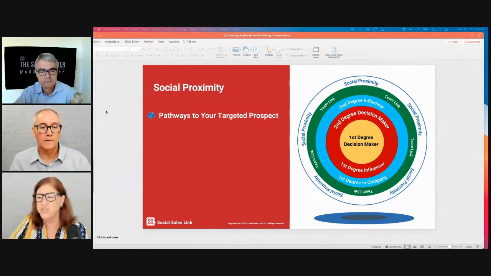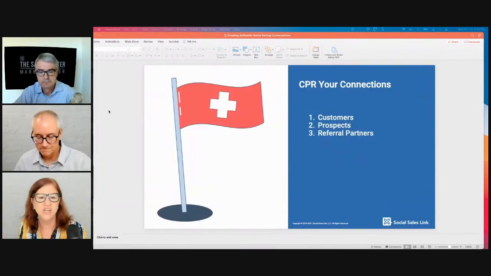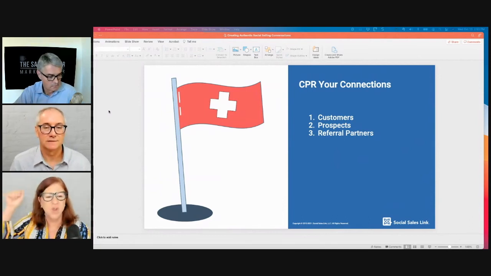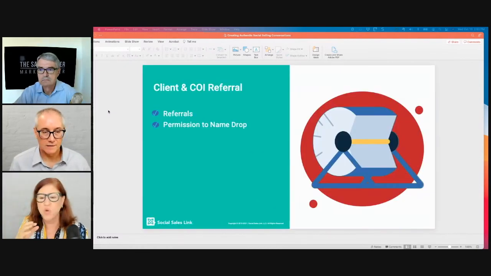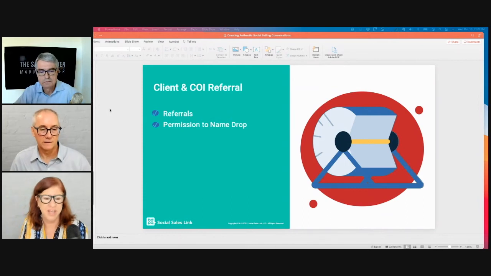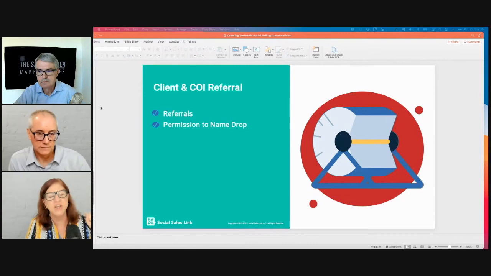So the first thing we need to do, on the next slide, is take inventory of our first degree connections. So we have to conduct CPR. Yes, this is bringing them back to life, but it's identifying all of our customers, our prospects, and our referral partners. We can do this by exporting or by searching, but ultimately we want to get to this spot, right? So we identify our first degree connections, our prospects. We can talk about lots of ways to start conversations with content, but our clients and our referral partners, our COI, centers of influence, we want to start to leverage their Rolodex.